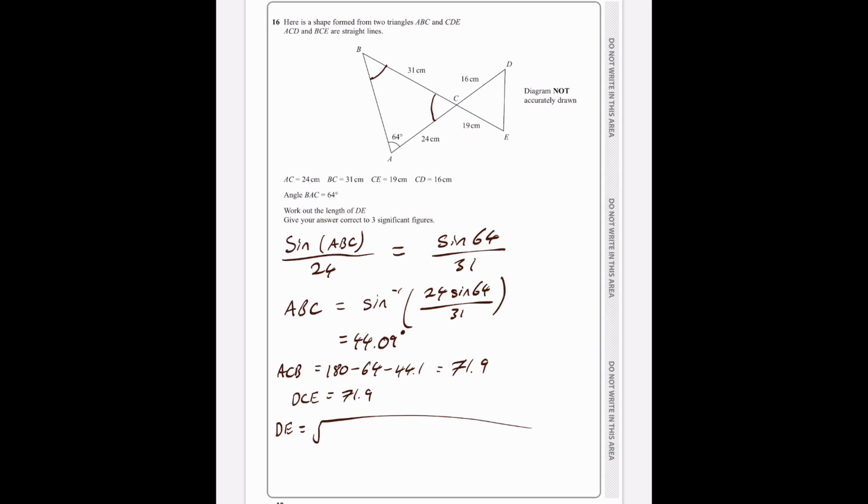And it gives us enough information to carry out a cosine rule to find DE. I can do that in one big step: square root of b squared plus c squared minus 2bc cos of the angle between them. DE comes out as 20.7 centimeters.